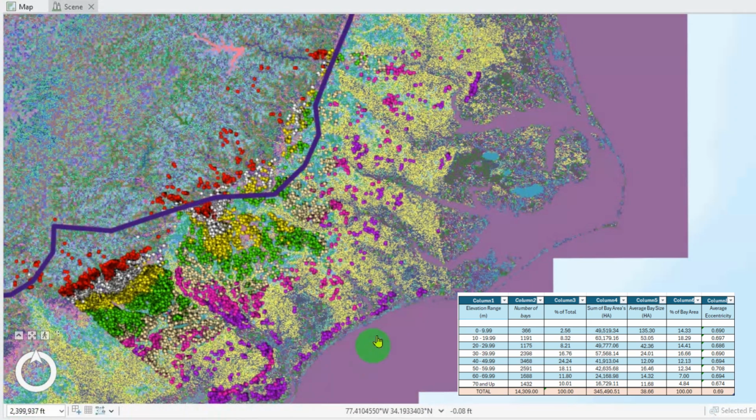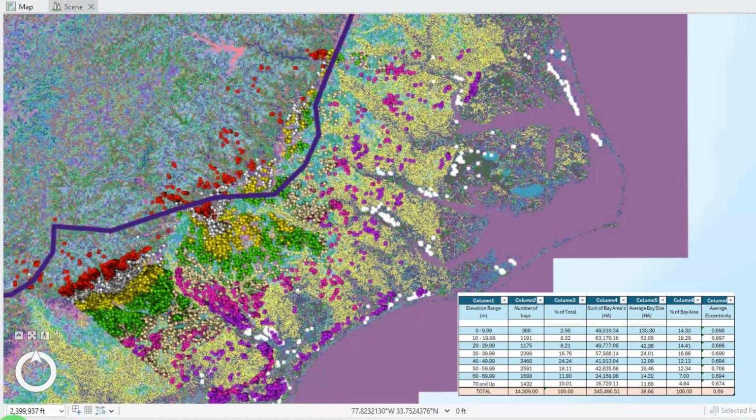Now the darker purples are the 10 to 19.99 meters above sea level. There's 1,191 of those, and that's 8.32% of all the bays.